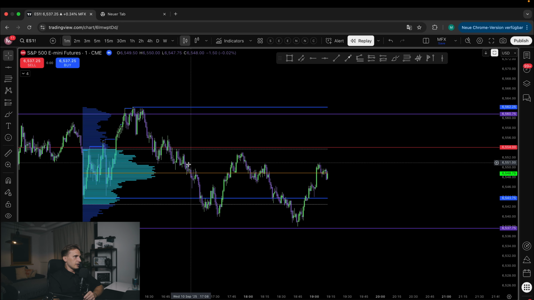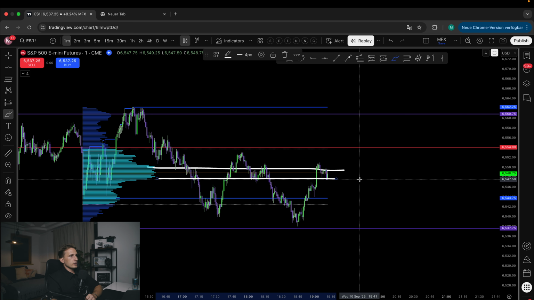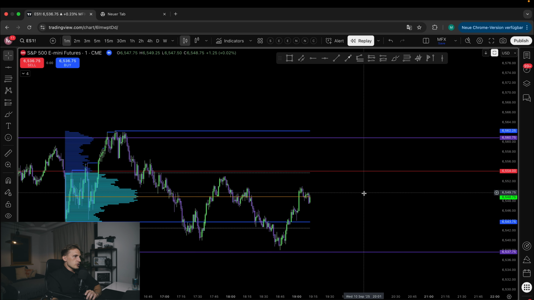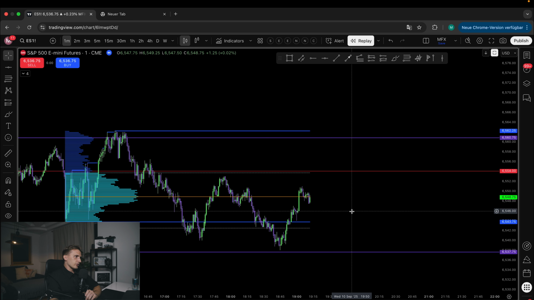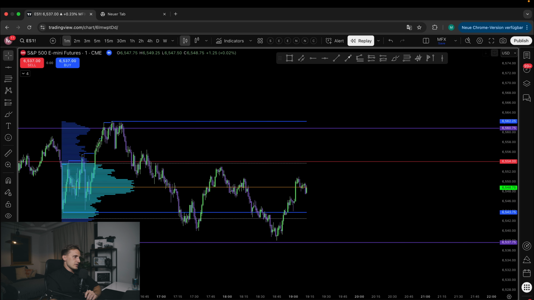So what you can see is that we are currently trading on the point of control, and we don't trade fair value. So what we are just doing now, we just wait until price breaks either out or tests a value area. So let's play this out and let's see what will happen right here.